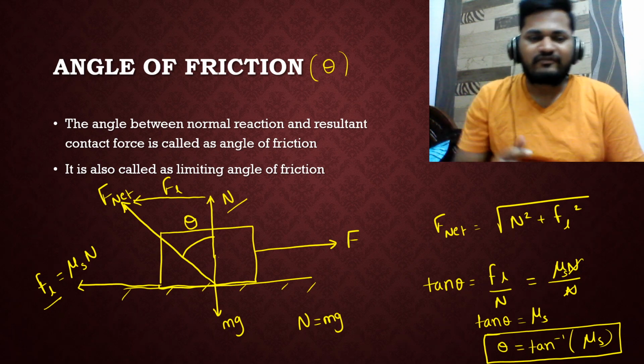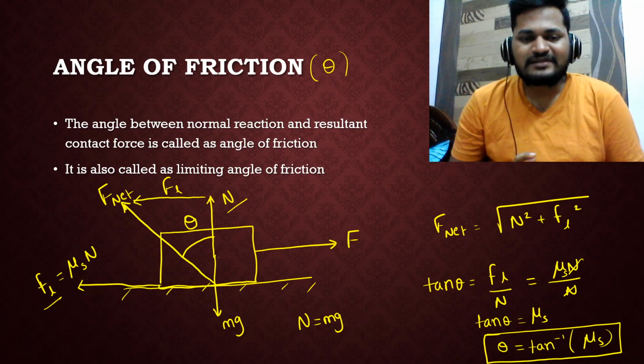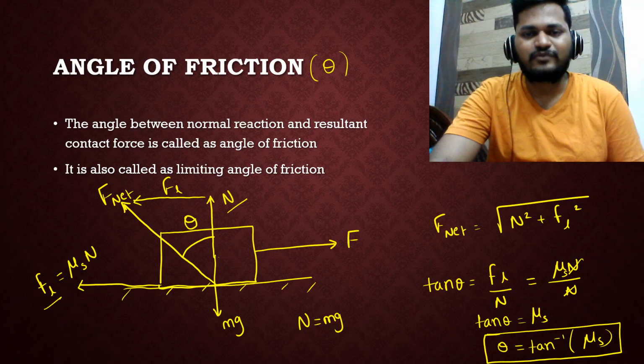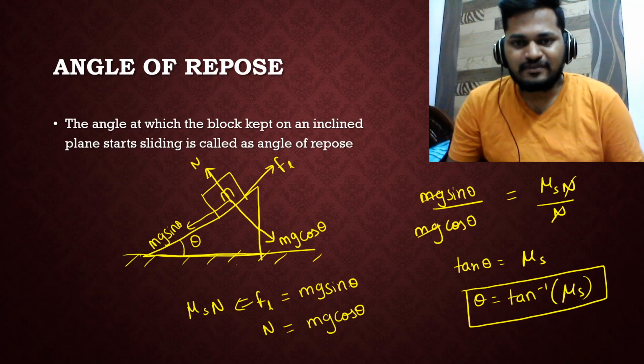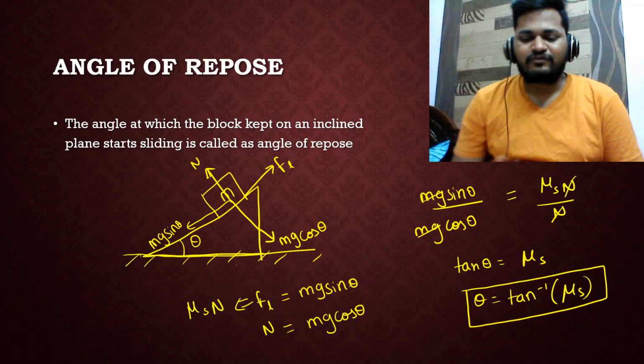Then angle of friction, it is the angle between the normal reaction and resultant contact force, and it is also called the limiting angle of friction, and the formula we have seen is tan inverse of mu suffix s. And angle of repose, the angle at which the block kept on an inclined plane starts sliding. Okay, and its formula is also tan inverse of mu s.